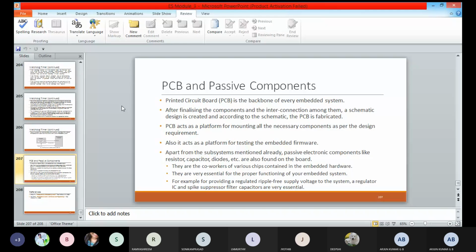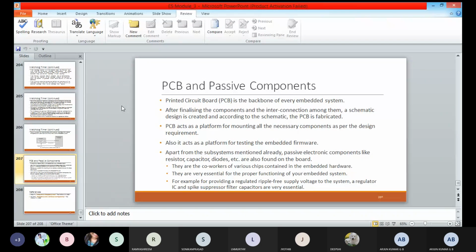They are very essential for the proper functioning of your embedded system. For example, to provide a regulated, ripple-free supply voltage to the system, the regulator IC and suppressors like filter capacitors are essential. For your board, how much voltage is given? Nearly plus or minus 5 to 10 volts. To get this voltage we use regulator ICs, which convert AC to DC. The DC also contains some AC components, and to suppress them we use a suitable capacitor as per your design requirement.